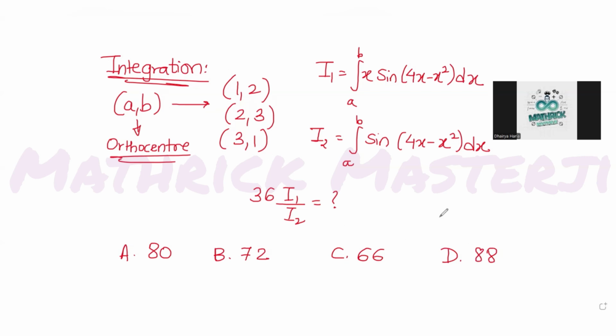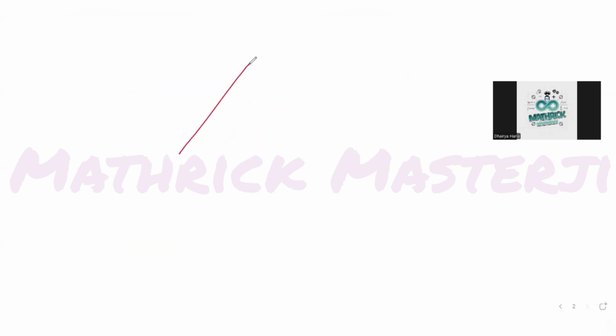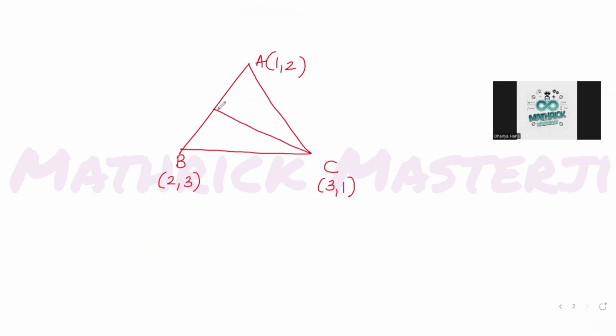Now let's try to solve this further and get the answer. First, I'll draw the triangle whose vertices are these three. Let's say A, B, and C, where A is (1, 2), B is (2, 3), and C is (3, 1). Now let's draw an altitude here, say CE somewhere. Altitude basically means it's 90 degrees.